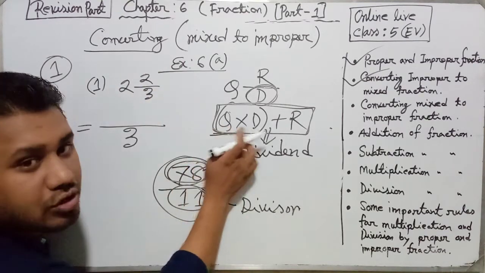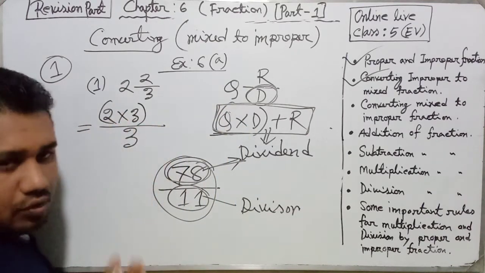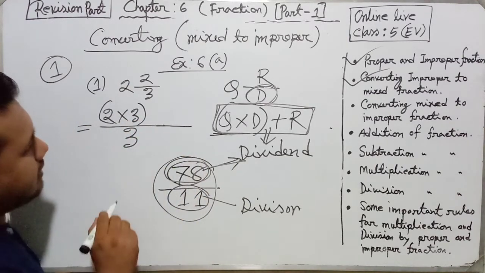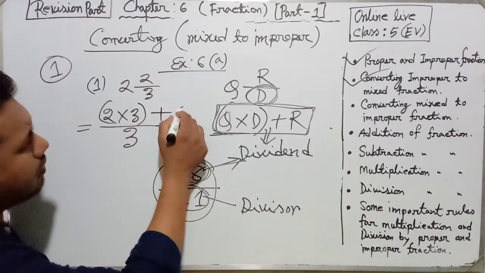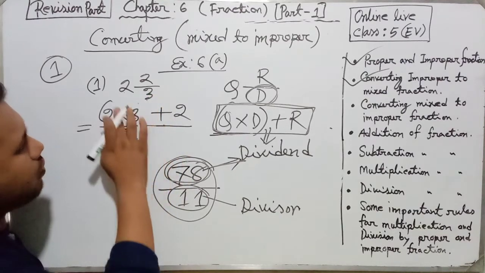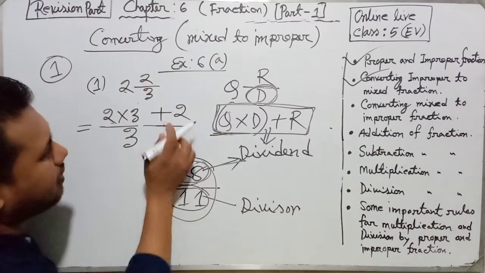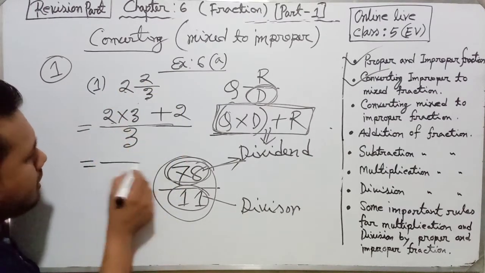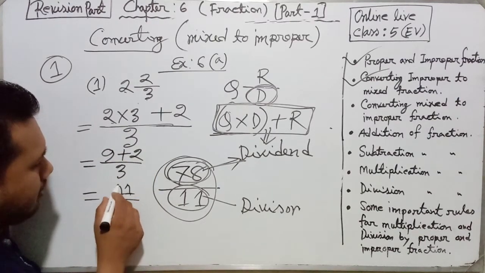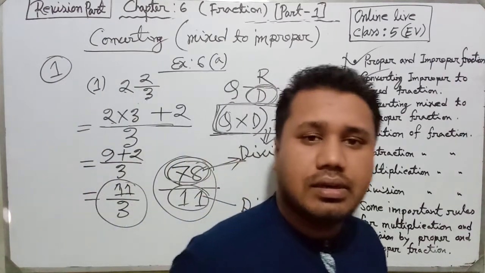Why? Because this is quotient and divisor. So we can write 2 into 3. Not necessary to give the bracket, it is not mandatory for you. I just give a bracket. Now remainder. So we can say 2 into 3 plus 2. That means quotient into divisor plus remainder. So what will be the answer, dear students? 3 twos are 6, plus 2, 8... so 2 into 3 plus 2 gives the numerator, and this is 3. So we can say our answer 11 by 3.